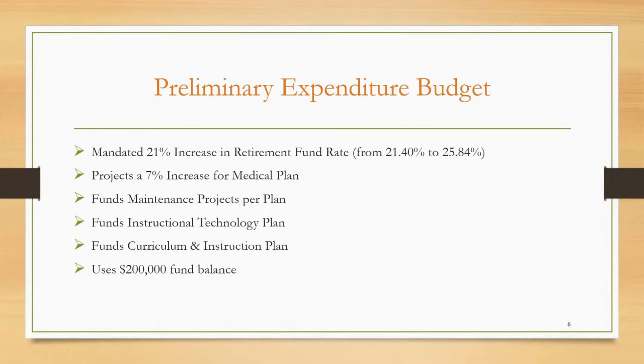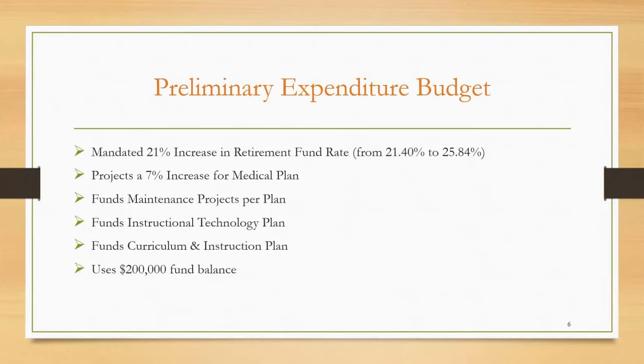We also have a curriculum plan. The curriculum plan is on a 6-year rotation, and so every 6 years we reevaluate and buy new materials for the different subject areas. And then we always put in $200,000 of a cushion just in case something happens. We have money there to buffer that, and so we use fund balance or savings account to offset that.